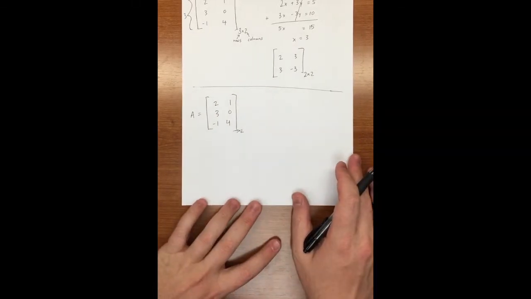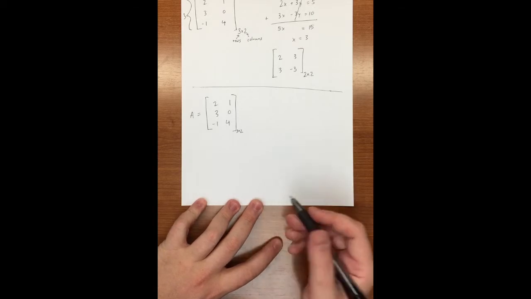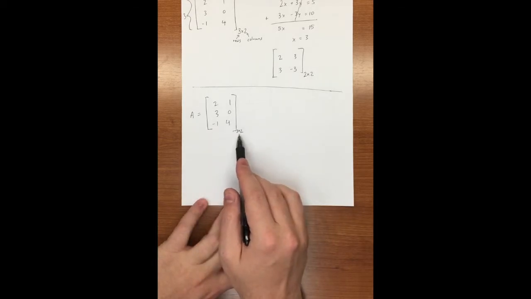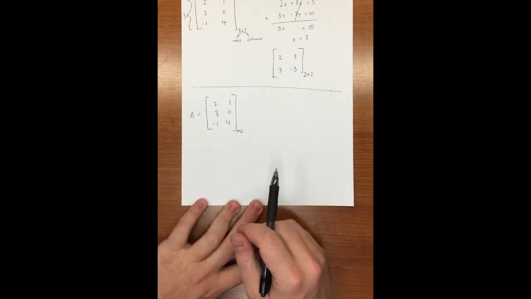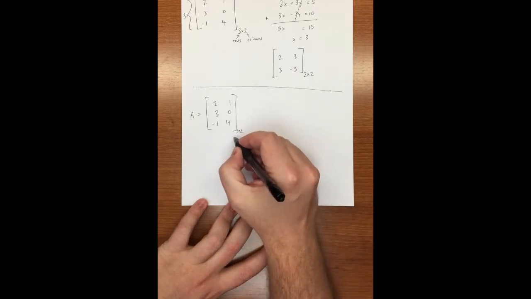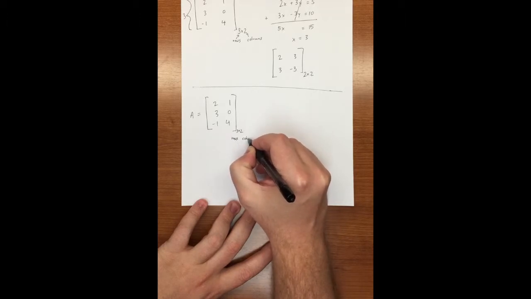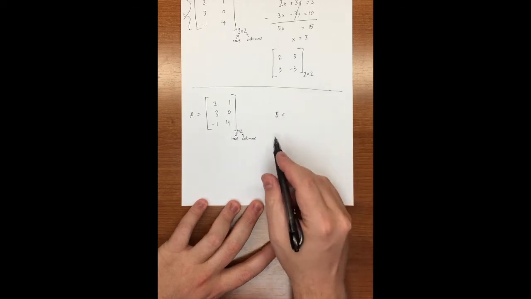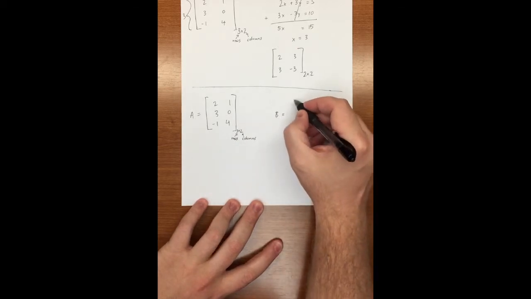Now, when we talk about adding matrices, we need to add matrices that have the same size. What we mean by that is if A is a 3 by 2 matrix, then we can't add it with something that's a 3 by 3 matrix. We need the same number of rows and we need the same number of columns in order to be able to add. So if we have this matrix A right here, then we're going to add it with a matrix B over here, and that matrix B would also have to be a 3 by 2 matrix.